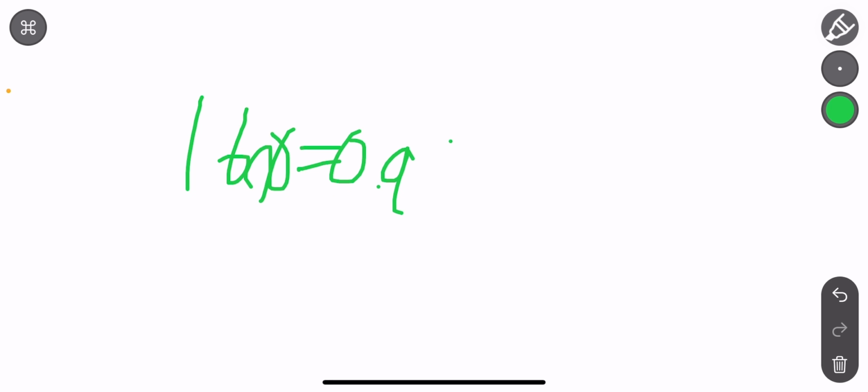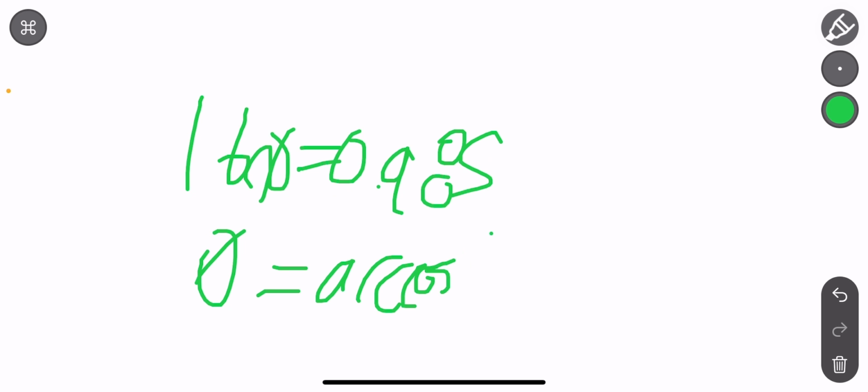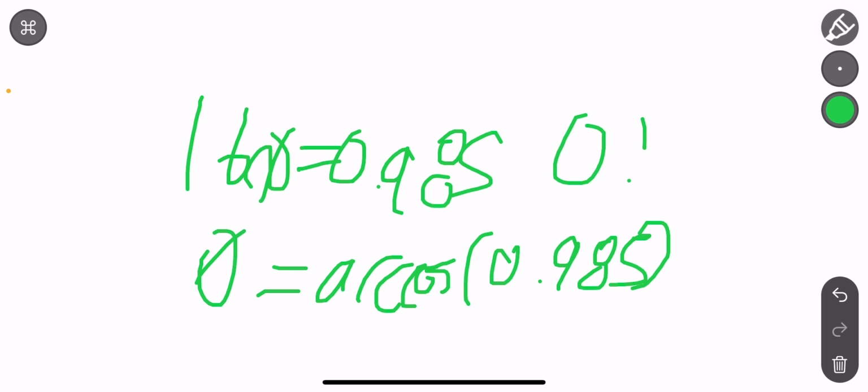We're going to work with this now. 0.985. Now to isolate the theta, right, we have now arc cosine 0.985. And that's going to give us our 0.2 rads. And then we're not done yet because we still have to calculate the last part, the third part that I talked about. So this is the first two parts of the problem, right? So now we have to continue on.